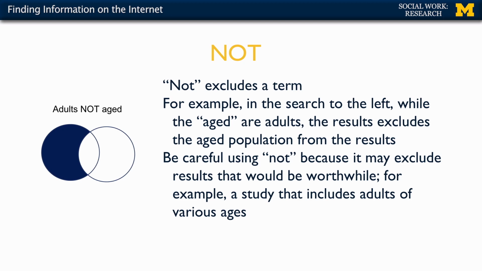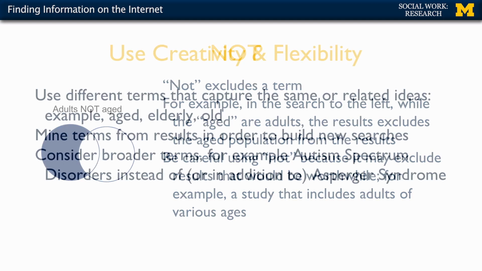The Boolean operator not excludes a term. For example, on the left, you'll see an example that says adults, not aged. If I'm looking for results that do not include the adult population, that is the elderly, then I might choose to use not. But you want to be careful with using not because you might exclude things that would be relevant. For example, a discussion of changes over the lifespan, including younger adults as well as elderly.